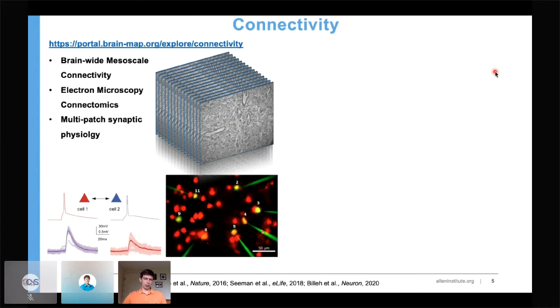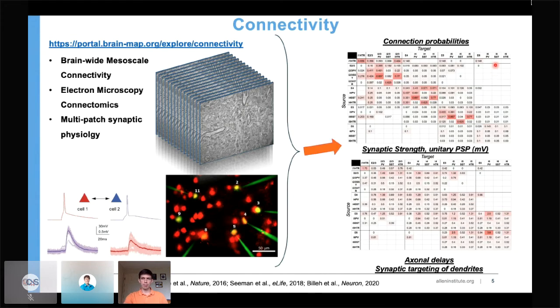Okay, then connectivity. So Forrest, Nuno, and team gave really exciting talks about the data that's available and coming up with the electron microscopy data set and the synaptic physiology data set. So a lot of complexity there, a lot of exciting details to include in models. And of course, what we want to do is to take those data and process them into matrices that describe the connectivity between cell types, the synaptic strengths, the axonal delays, synaptic targeting of dendrites. And ultimately, in the case of electron microscopy, one can even think about an individual connectome, with connectivity between individual cells.